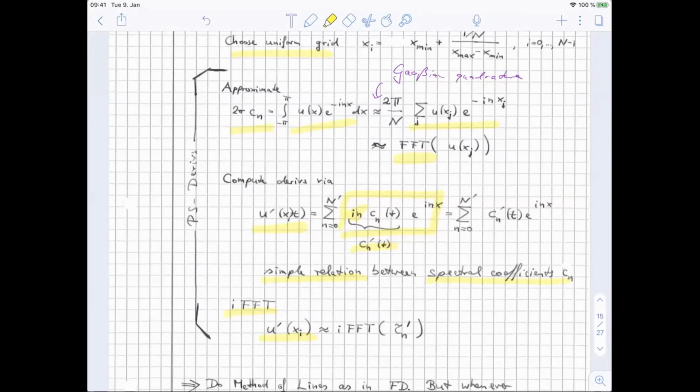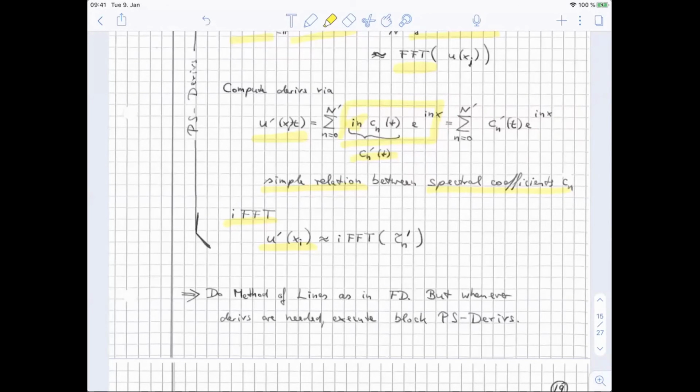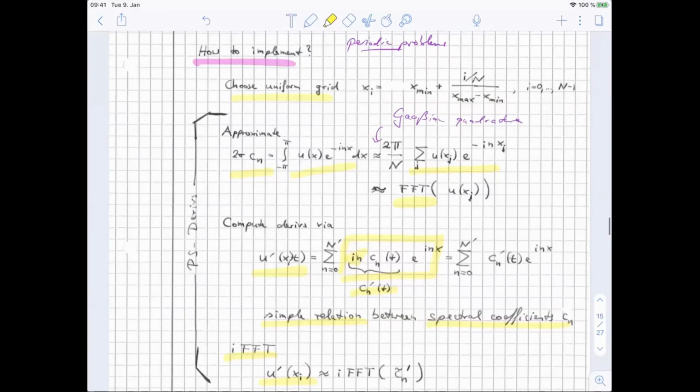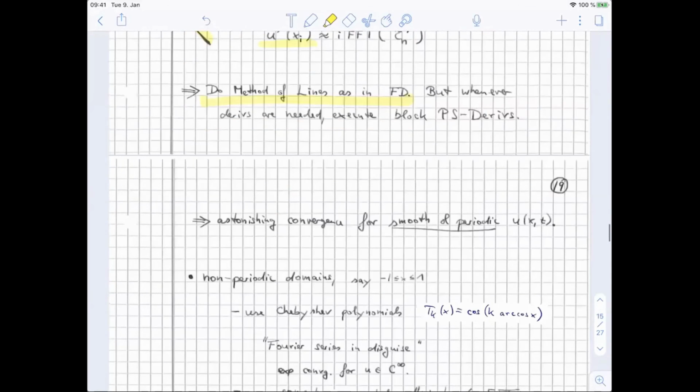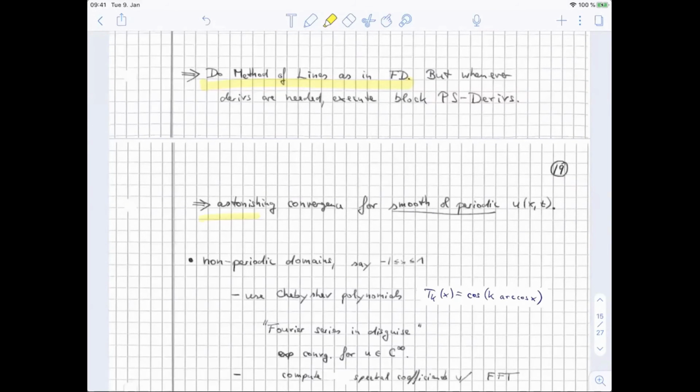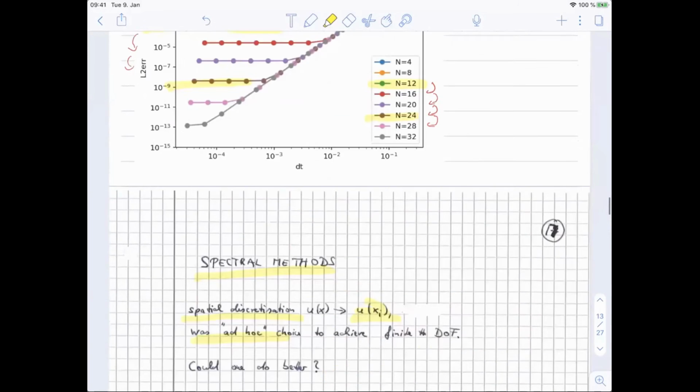So practically, to do this for the advection equation, you do the method of lines exactly as in FD. But whenever derivatives are needed, you don't use the finite differencing spatial derivative, but you use this block here that computes derivatives by pseudo-spectral methods. And this leads then to these astonishing convergence results that I have shown you up here for the smooth problems.